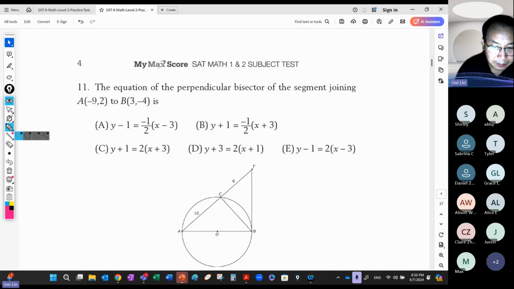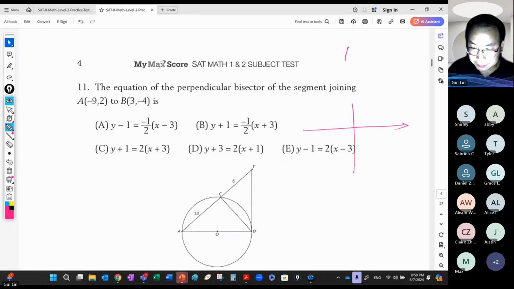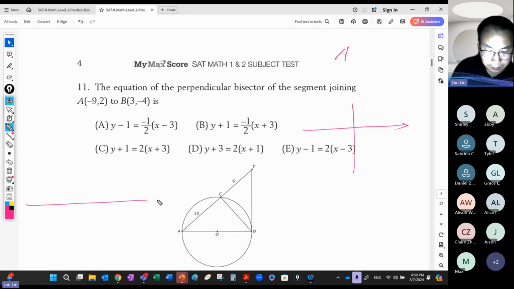Okay, let's see question 11. The equation of the perpendicular bisector of the segment joining... Oh gosh, that's so complicated. How many words are in here? Okay, so make sure we understand well. First, we just find points A and B.